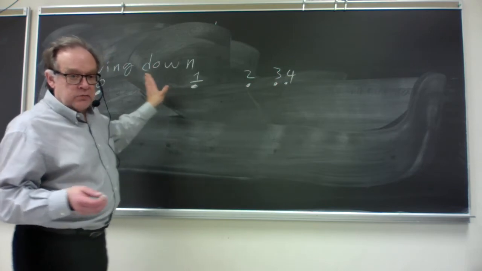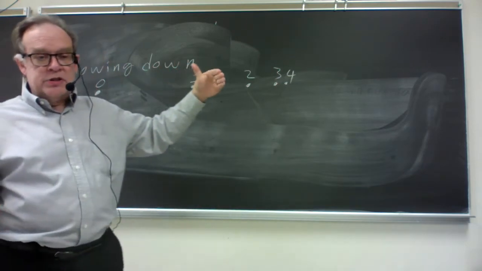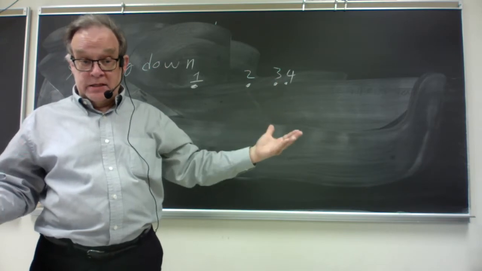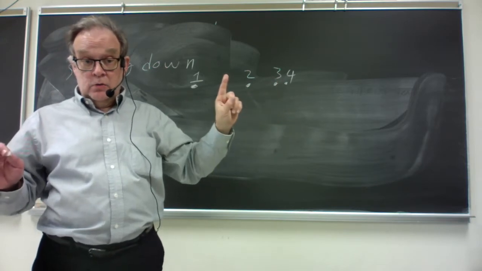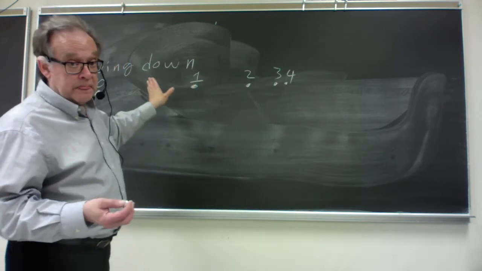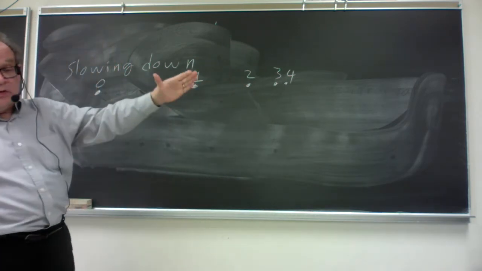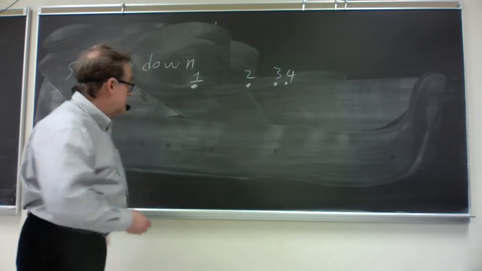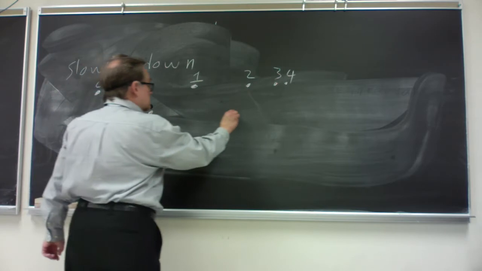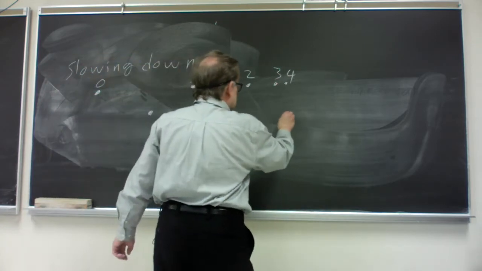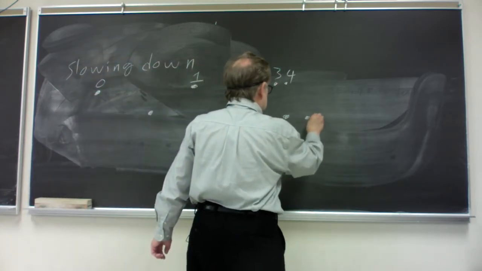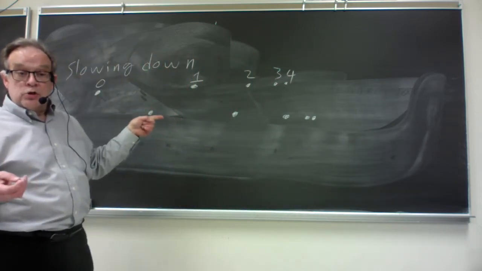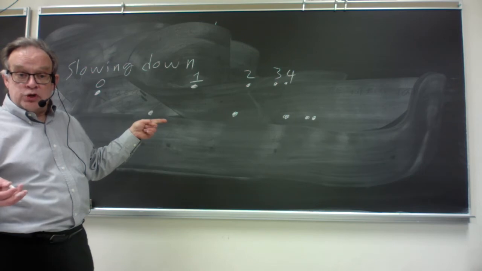Now, I've labeled all the dots with numbers. That's absolutely necessary. Why? Well, let's see here. Let's say I had a graph with dots like this, but didn't have numbers. Without numbers, you don't know the direction of motion.